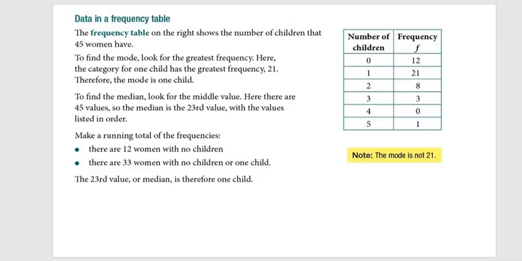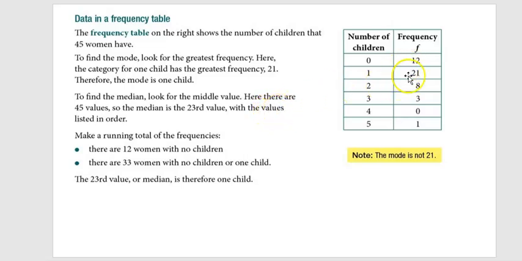Data in a frequency table. The frequency table on the right shows the number of children that 45 women have. You can see the table. One side represents the number of children, and the other side represents how many tallies they had, which is the frequency. To find the mode, look for the greatest frequency.